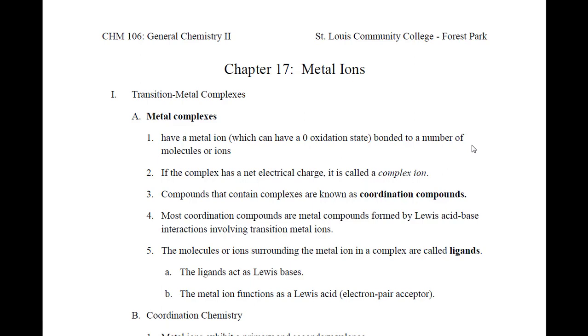Chem 106, Chapter 17, Metal Ions. In this chapter, we're going to focus on the transition metals and the compounds that they make.